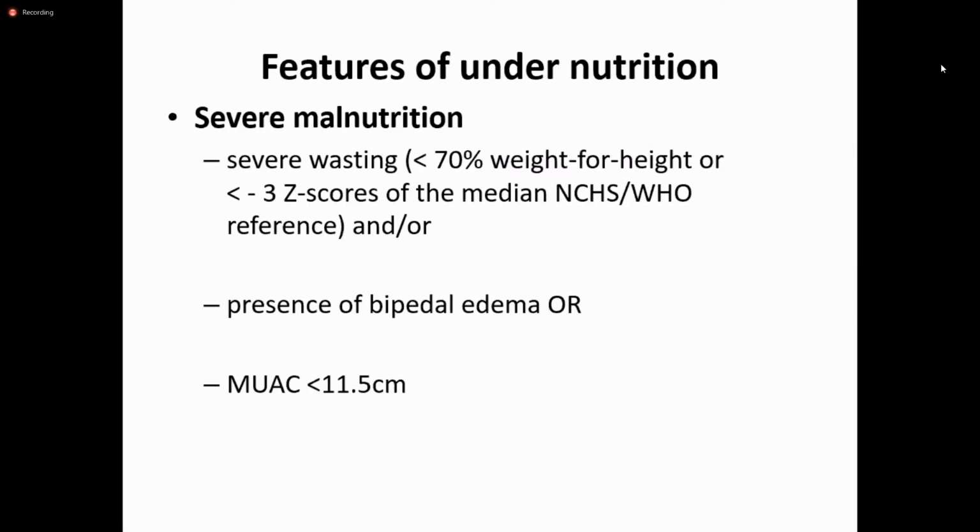On one extreme, there is kwashiorkor, where the child is edematous. Weight is low, but not so significantly low. And on another extreme, there is marasmus. So weight is significantly low, but there is no edema. And unfortunately, most children will have mixed features.